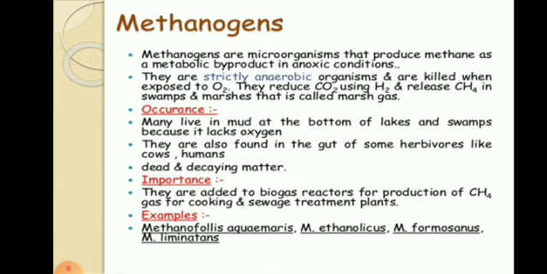Examples are Methanobacterium thermoautotrophicum, Methanobacterium ethanolicus, Methanobacterium formicicum, and others. They produce methane from hydrogen gas and carbon dioxide, coupled to the formation of ATP, and the methane formed is utilized for the production of biogas.